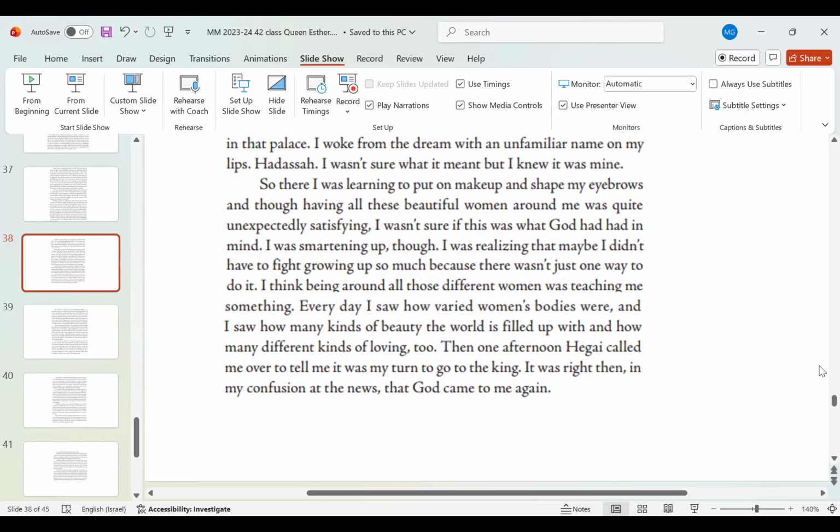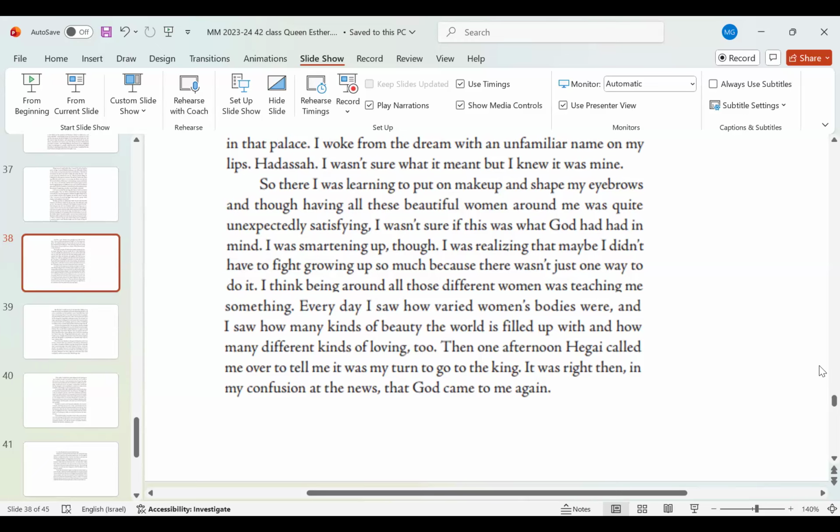I think being around all those different women was teaching me something. Every day I saw how varied women's bodies were, and I saw how many kinds of beauty the world is filled up with, and how many different kinds of loving too. Then one afternoon, Haggai called me over to tell me it was my turn to go to the king.